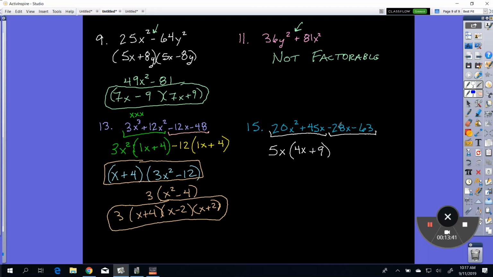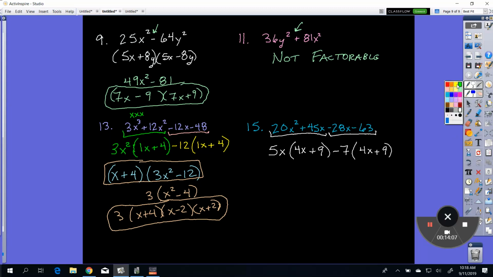So what times 4 is 28? 7. So I'm going to try taking a 7 out and see if that works. And a negative 7. So negative 7, 28 divided by 7 is 4. Negative 63 divided by negative 7 is 9. So that does work.